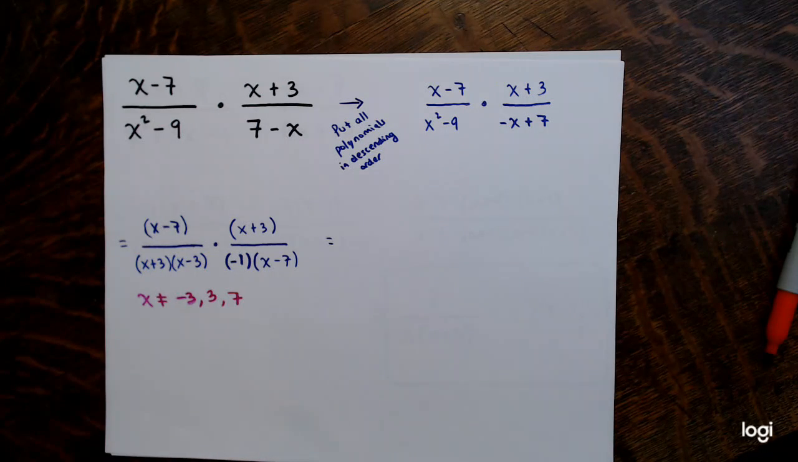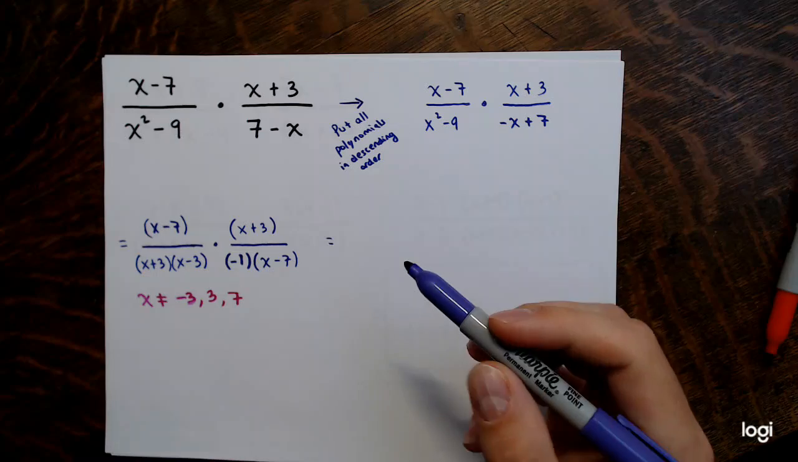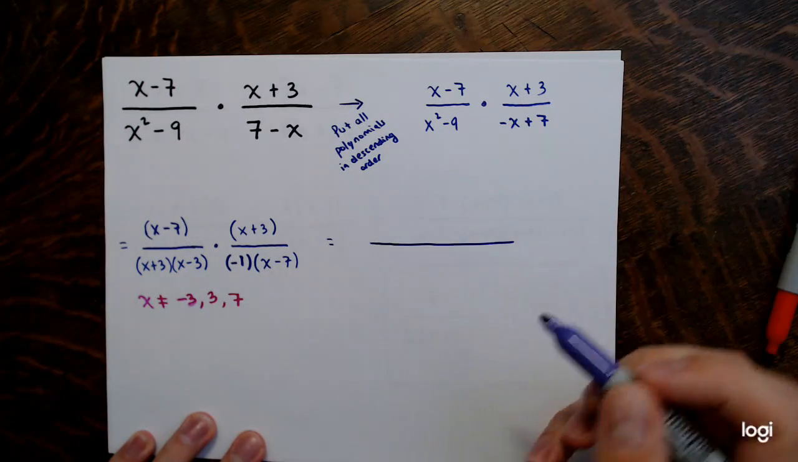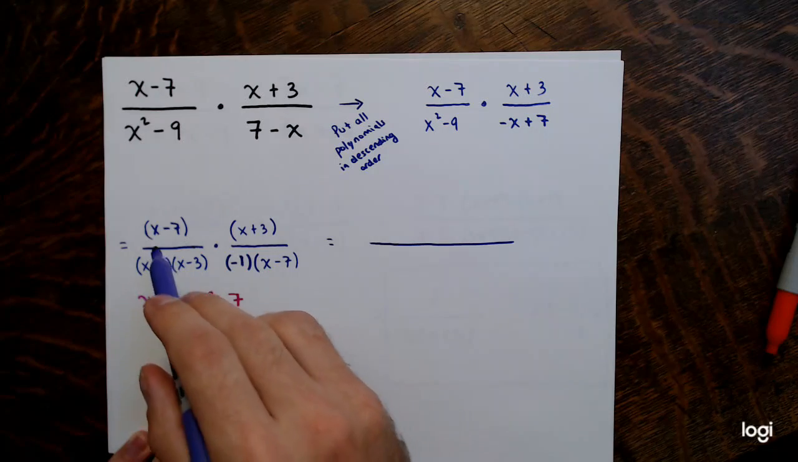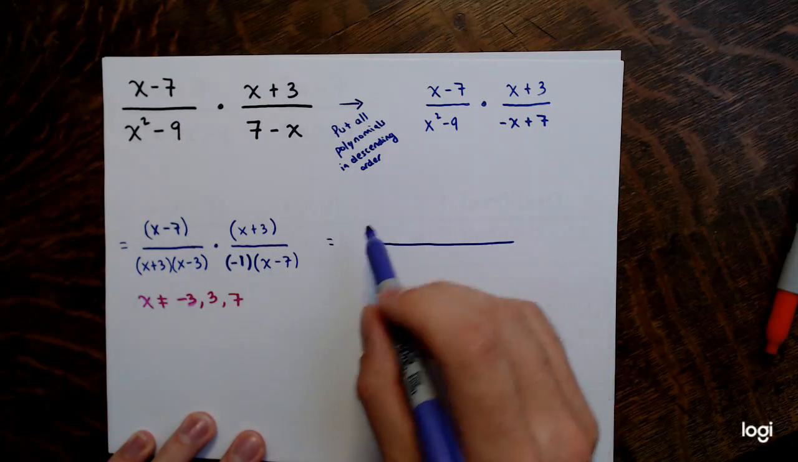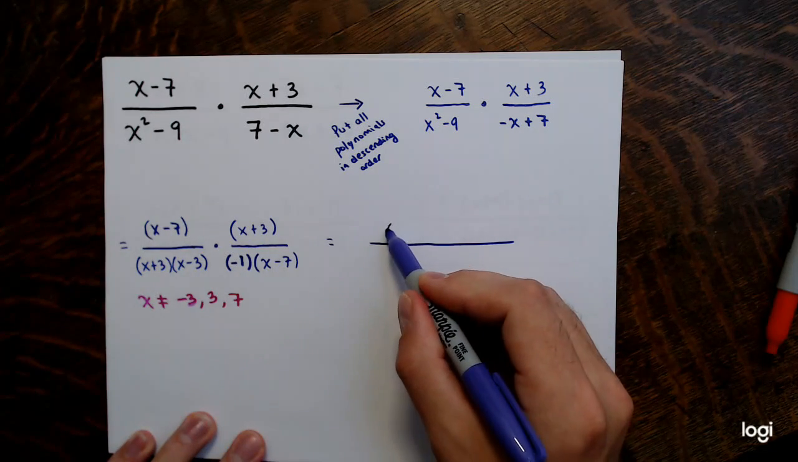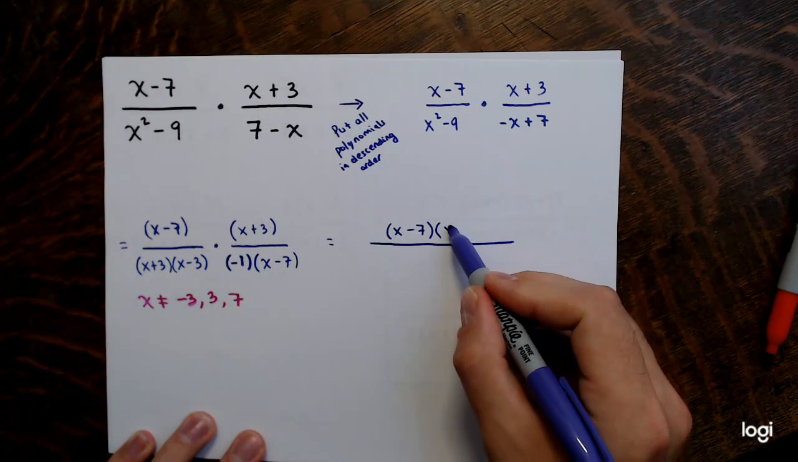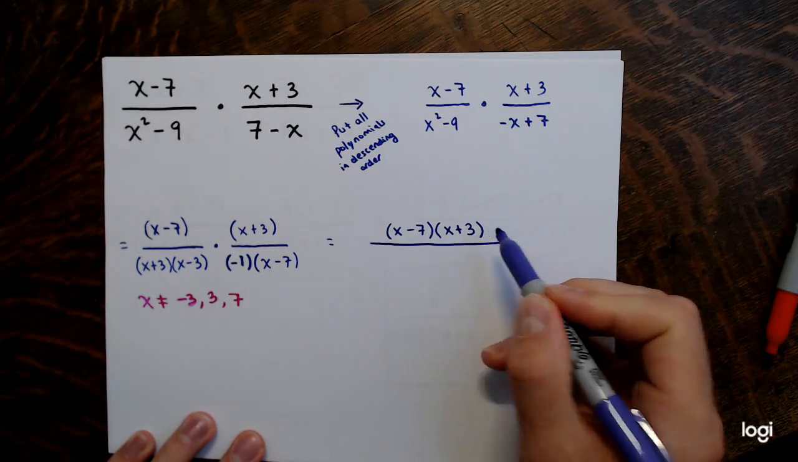Alright, so now the multiplication part, where I just simply make one big fraction where I put the factors down. So the numerator has, if I multiply the numerators, a factor of x minus 7 times a factor of x plus 3.